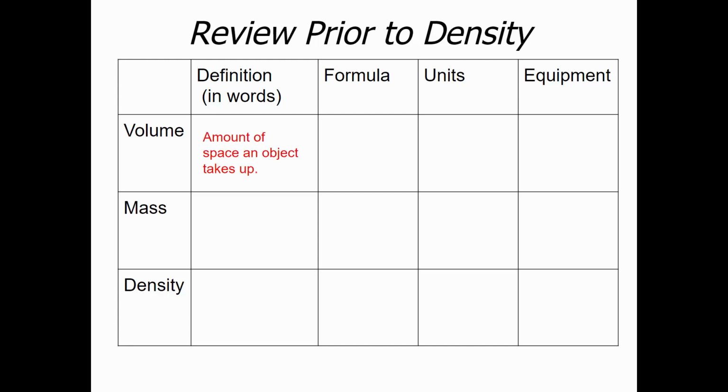So, volume, the amount of space an object takes up. I'm going to go through this quickly. Formulas we have for volume. Length times width times height. Pi r squared times height. 4/3 pi r cubed. That's the volume of the sphere.